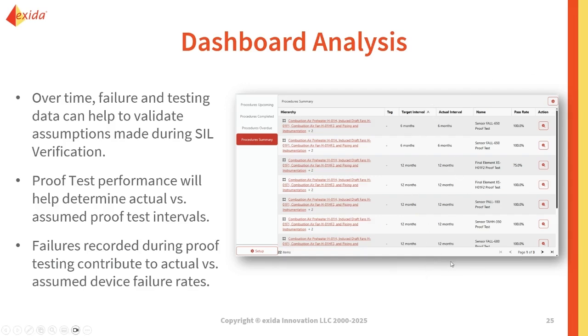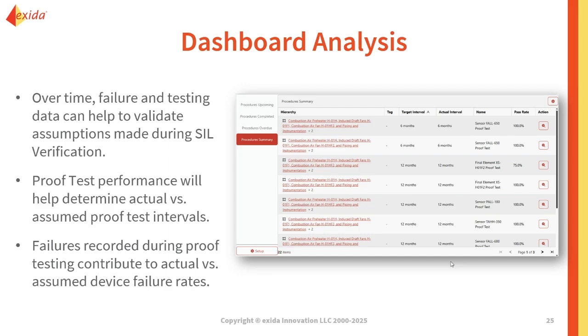And then you'll have an actual interval to say, hey, your proof test interval was 12 months, but you seem to be doing it at month 13 or 14. You seem to be overdue by this amount of time. It will also show you a pass rate. So how often is this proof test passing or failing?